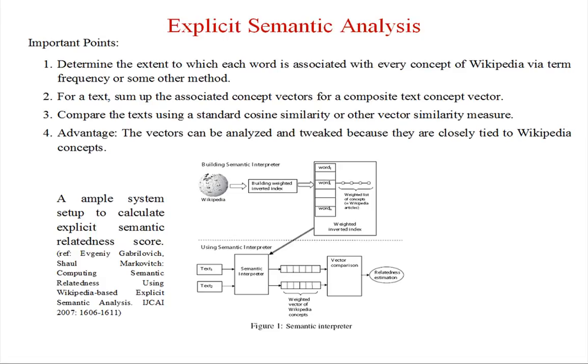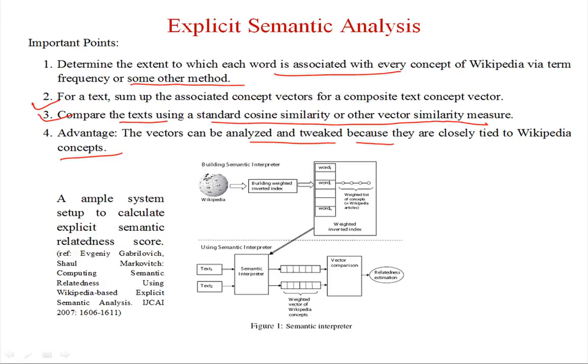Another approach is explicit semantic analysis. It determines the extent to which each word is associated with every concept of Wikipedia by term frequency or some other method. For a text, sum up the associated concept vectors. For composite text concept vectors, it compares the texts using the standard cosine similarity or another vector similarity measure. The advantage is that the vectors can be analyzed and tweaked because they are closely tied to Wikipedia concepts.